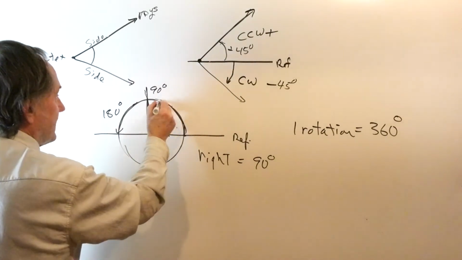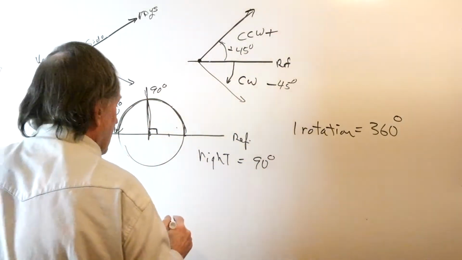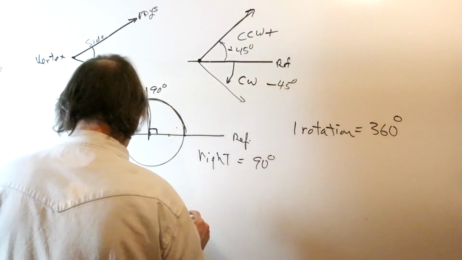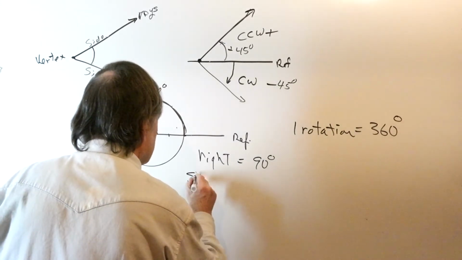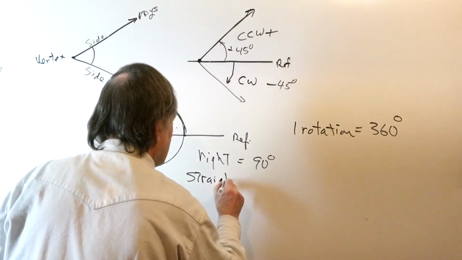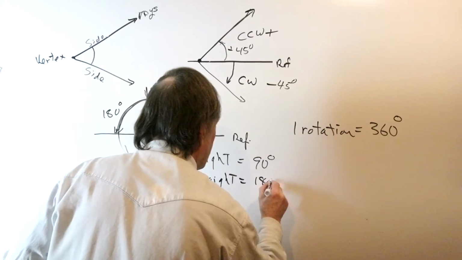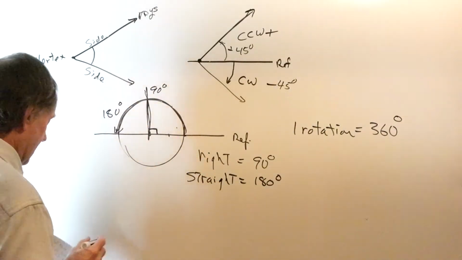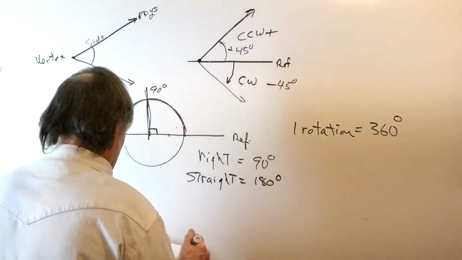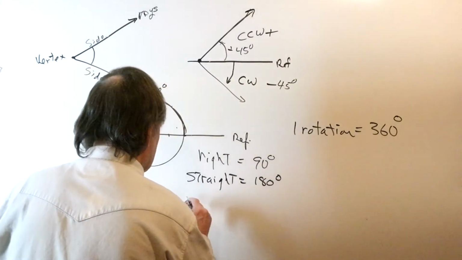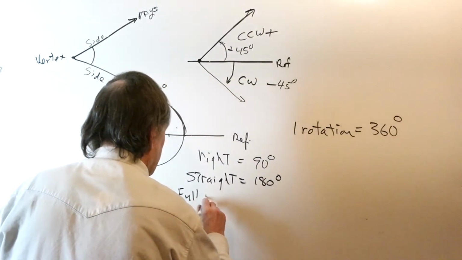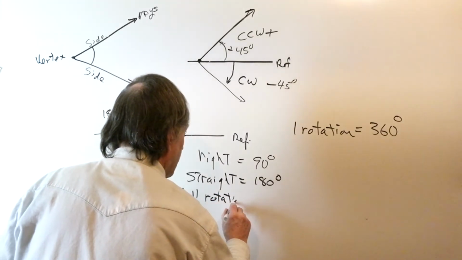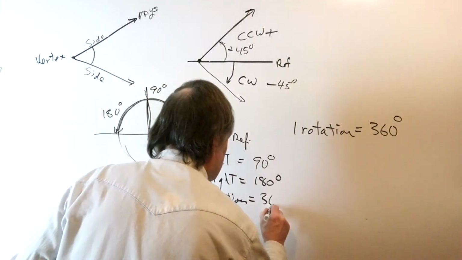An angle that goes halfway around is called a straight angle. That's 180 degrees. And if we make a complete revolution around the circle, we have what is called a full rotation, which is 360 degrees.